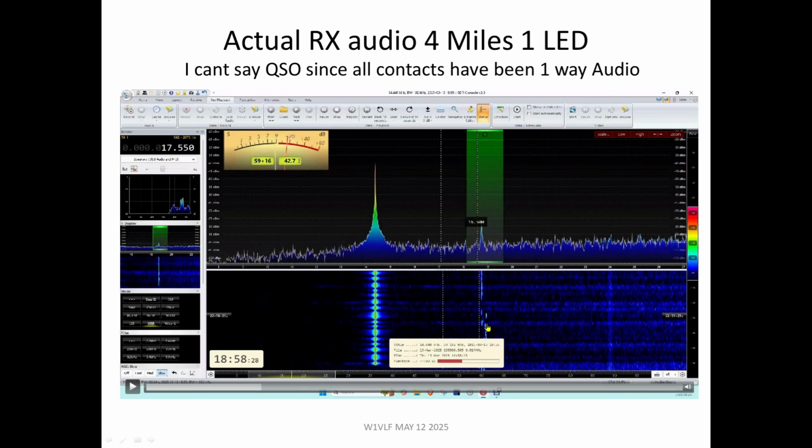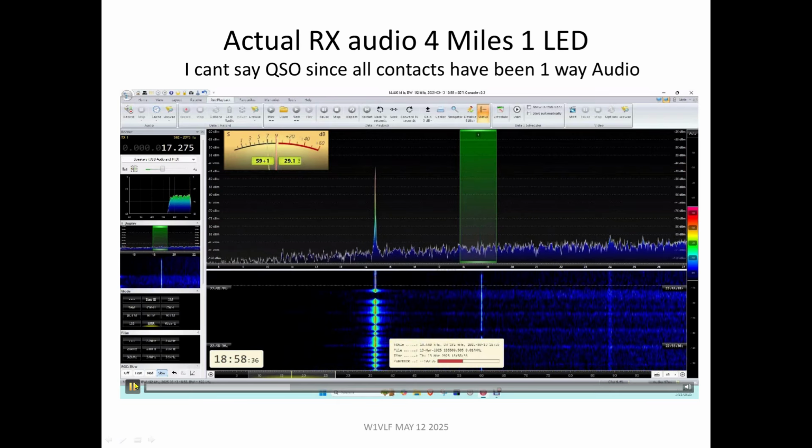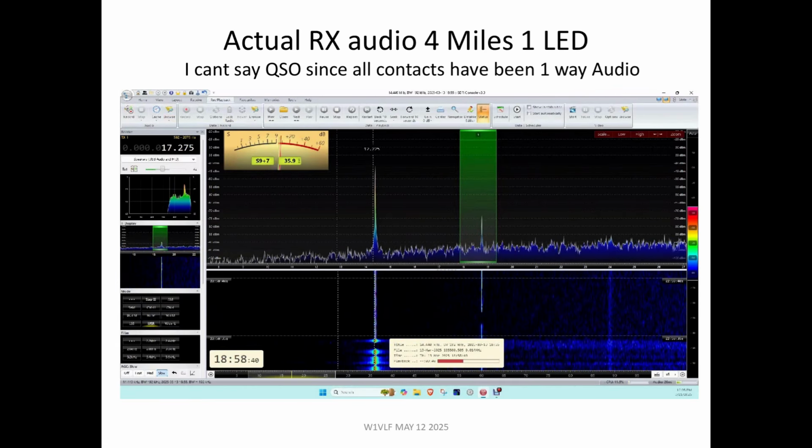And you could see this is Q65, right? Because you could see the tones here. Let me turn it on and you'll hear it. That's the carrier.